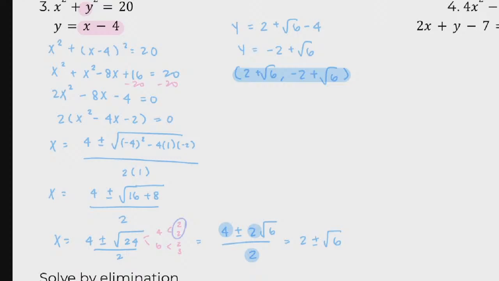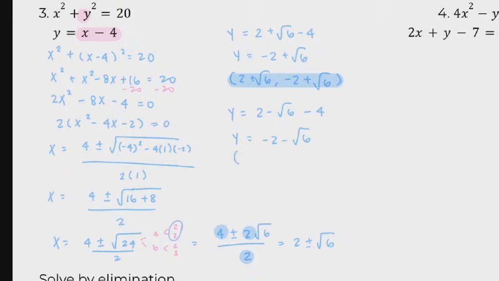And the next one is when we plug in 2 minus rad 6. So that'll be y equals negative 2 minus rad 6. So that was 2 minus rad 6, negative 2 minus rad 6. So those would be the 2 answers.